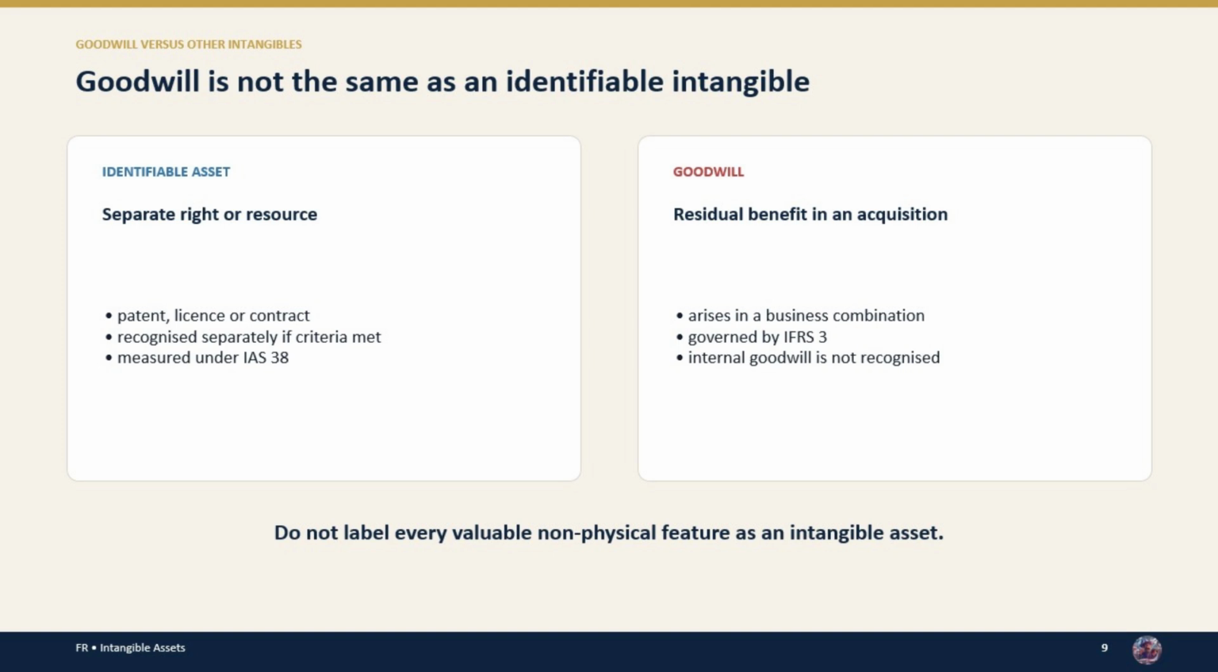Goodwill is different. It represents future economic benefits from acquired resources that cannot be individually identified and separately recognized. Purchase goodwill arises in a business combination and is dealt with under IFRS 3. Internally generated goodwill is not recognized because its cost cannot be separated and measured reliably. Acquisition goodwill is calculated later in the consolidation chapters.